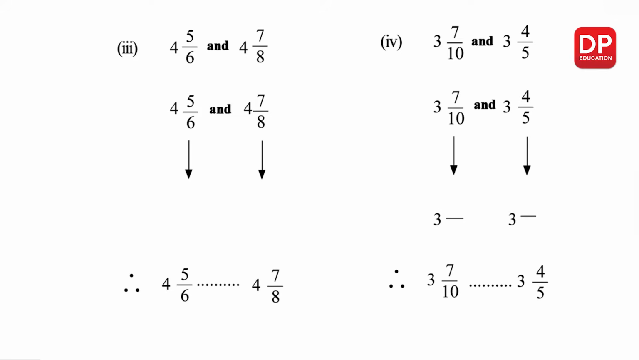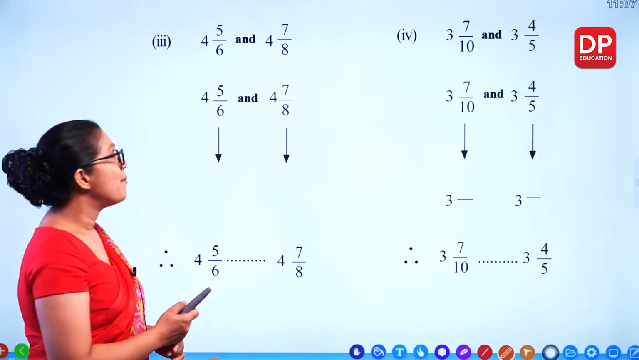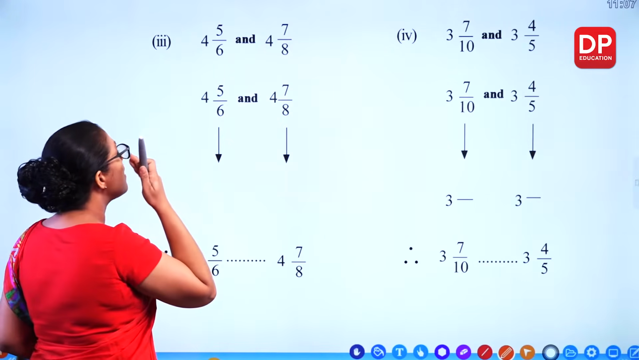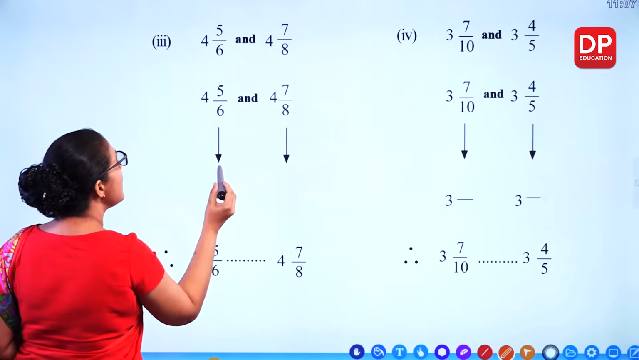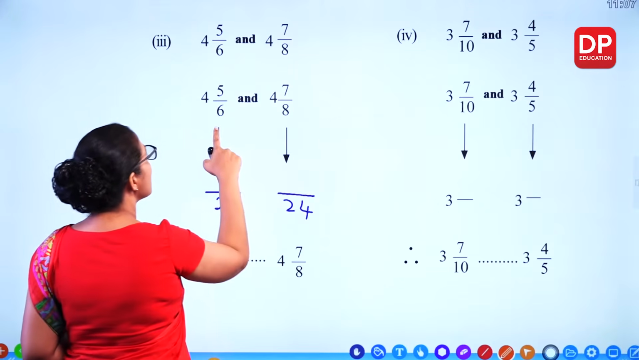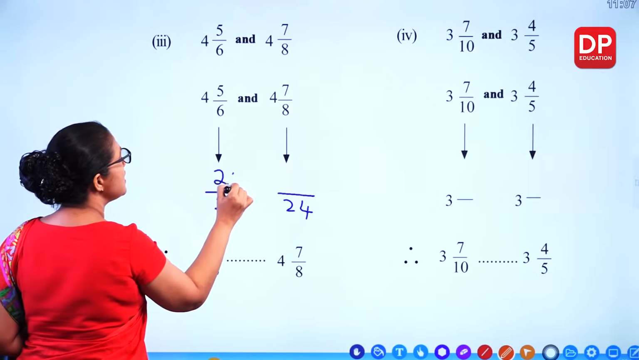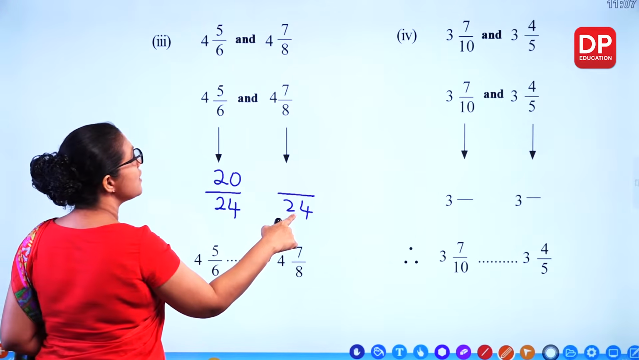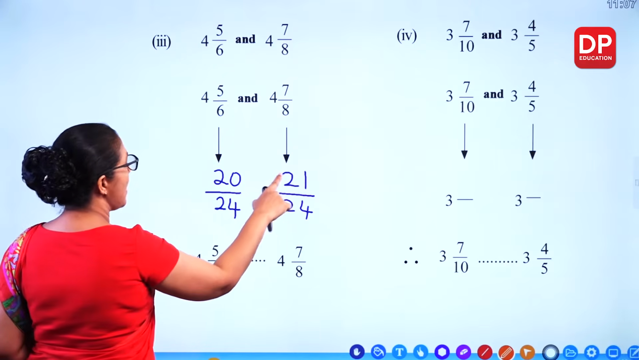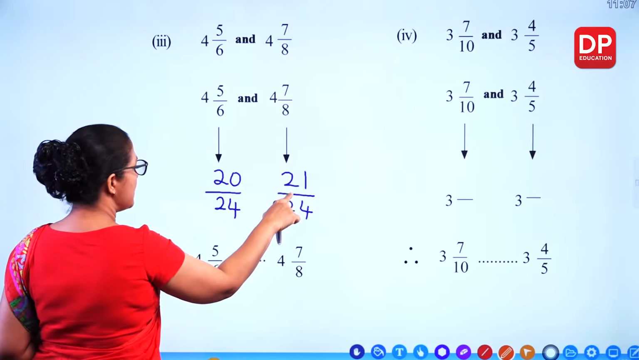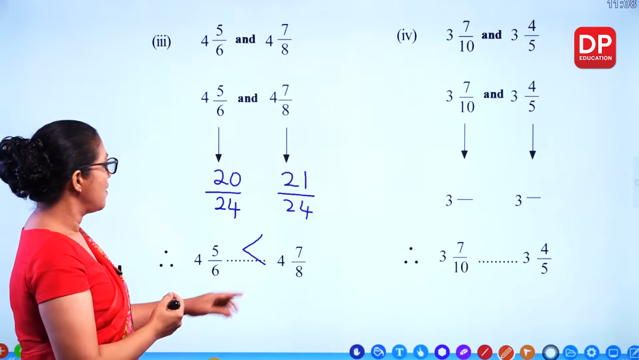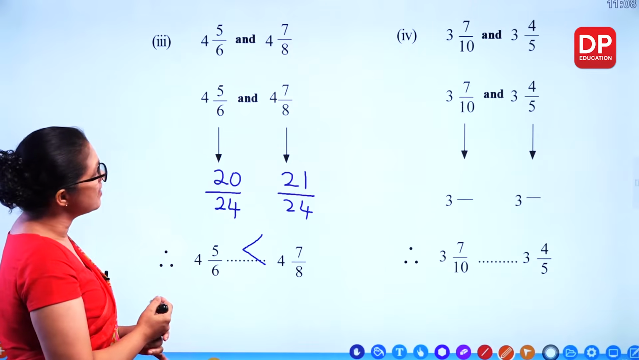Look at this one. Again, in these two, the whole number is the same, so you can't compare. You have to convert 6 and 8 to the same common denominator. 6 and 8 you can convert to 24. 6 times 4, so 4 times 5, 20. And then 8 times 3, so 3 times 7, 21. Which one is bigger? 21 or 20? That's 21. So this mixed number is bigger than this one.